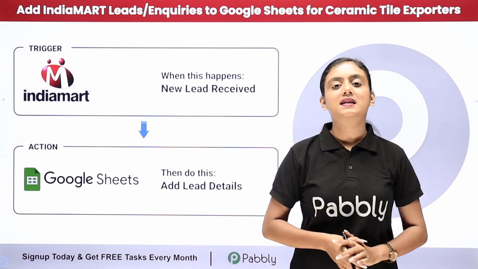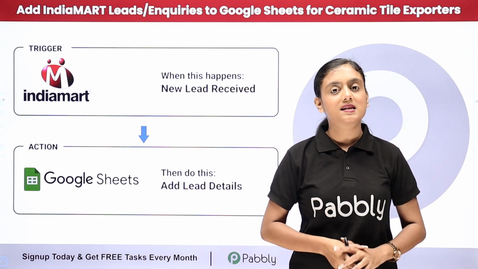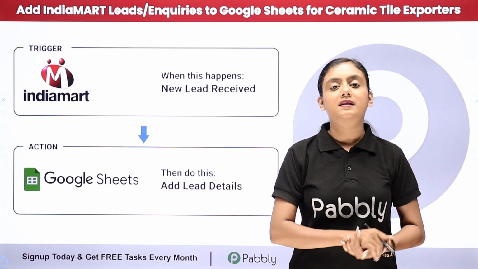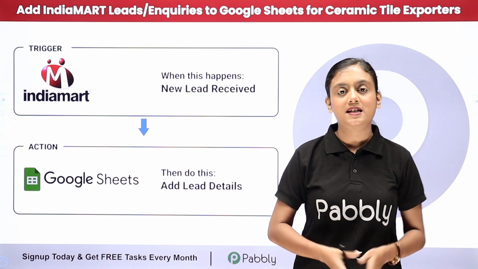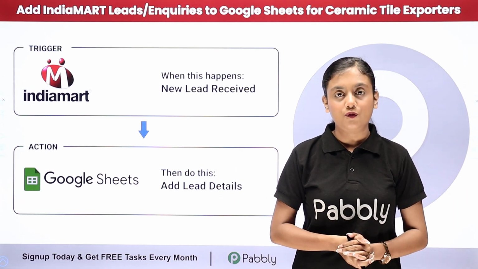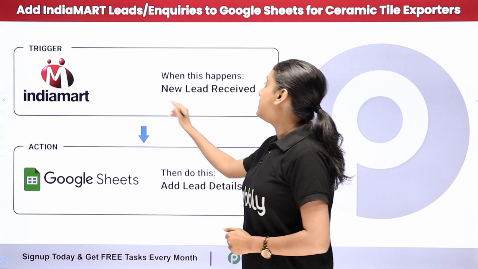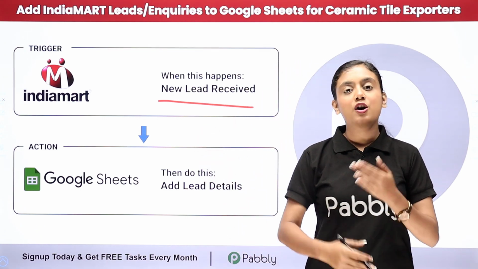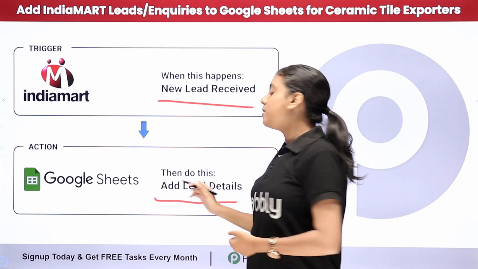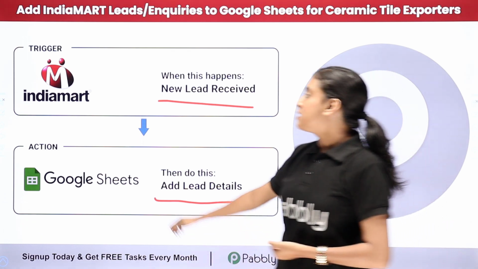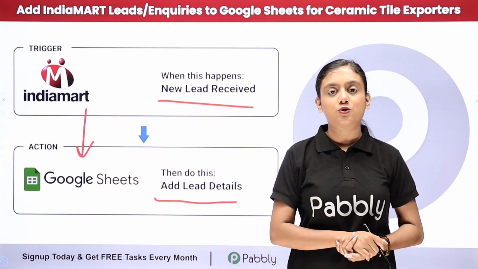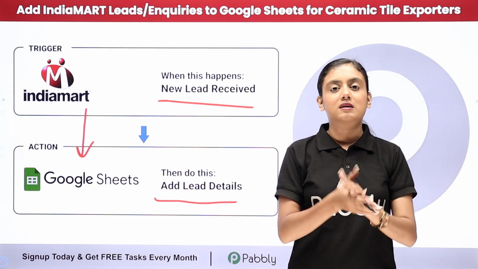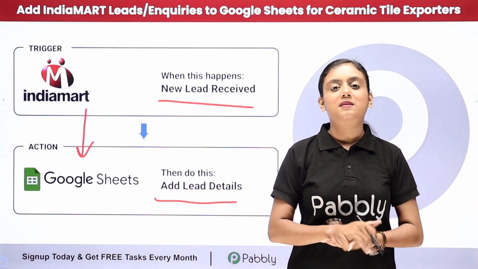And doing that manually is a very time consuming and hectic task. So to solve the problem, I have created an automation between these two applications with the help of Pabbly Connect without writing a single line of code. Now whenever I receive a new lead on my IndiaMART account, automatically the lead details are going to be added in my Google Sheets. And in this video, I'm going to show you the step-by-step process of how you can build the connection between these two applications. So now if you want to learn the entire process, let me take you to my screen.